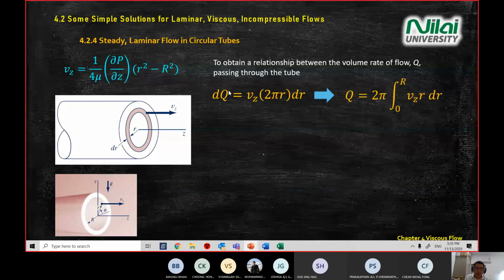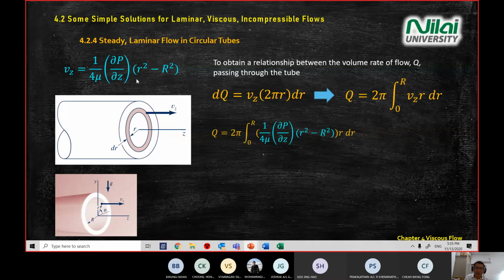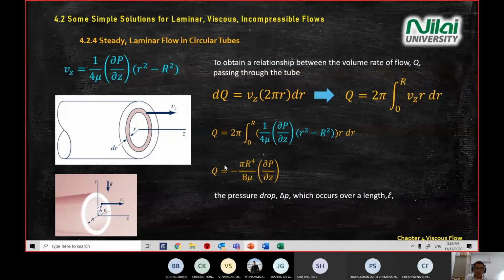All right, so Q, we know that Q equals VA, velocity times cross-section area. You take the circumference times the dr, you get area. Then you integrate with the dr. Put in the Vz term that we defined just now from the Navier-Stokes equation. Put it inside, you get your Q, rearrange, and then pull out the assumption to get the pressure gradient, delta P divided by L.